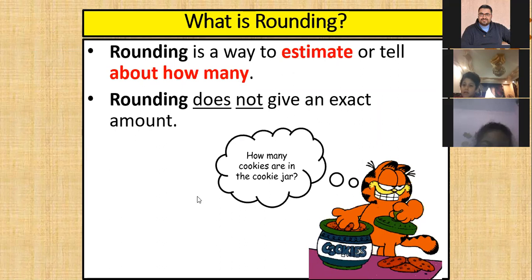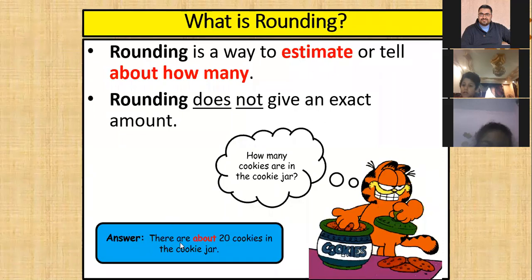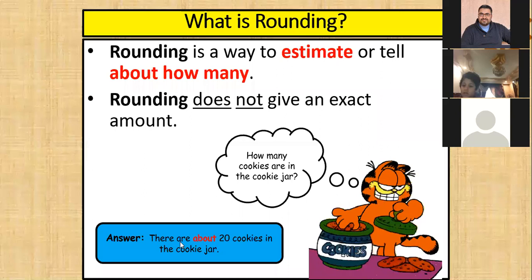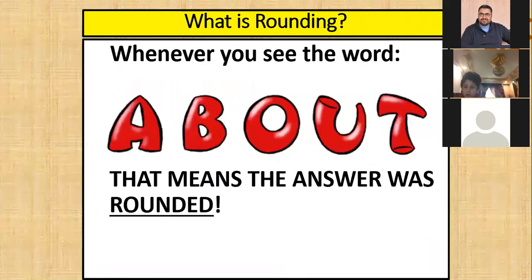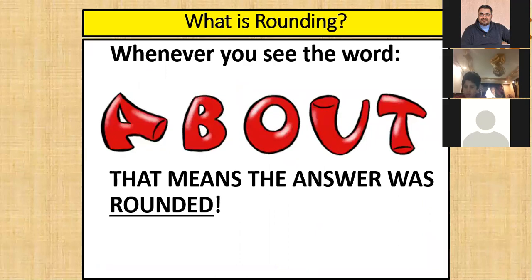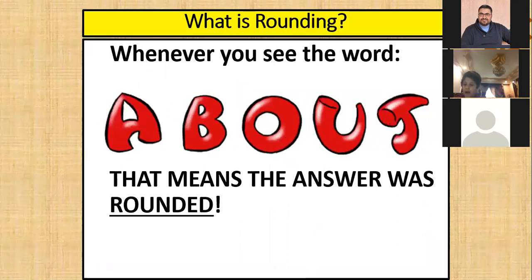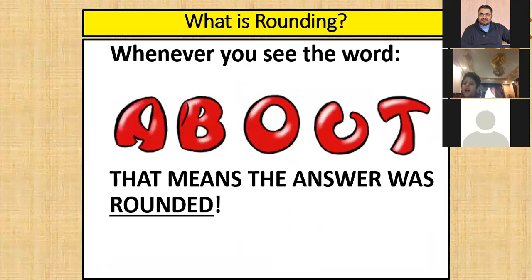how many cookies are in the jar? This toy wants to count the number of cookies in this jar. This toy called us: there are about 20 cookies in the jar. About. It's not the exact number. 20 is not the exact number, but it's about. So when you see the word about, it means round.